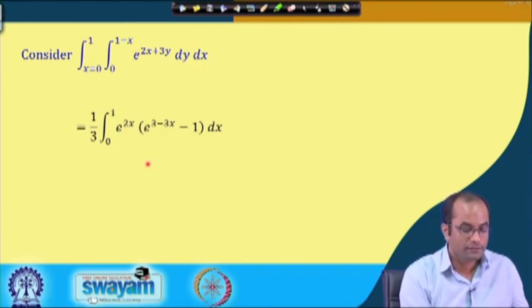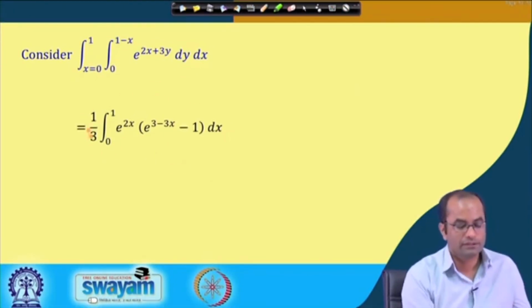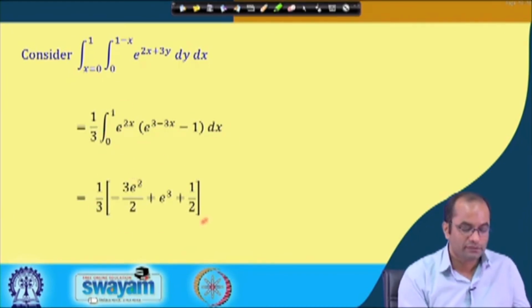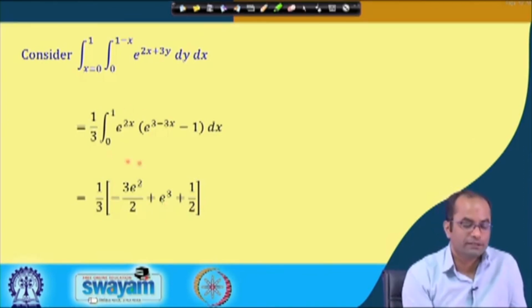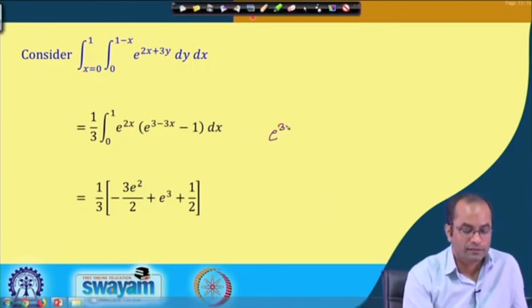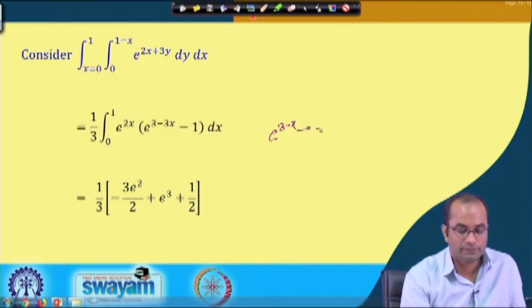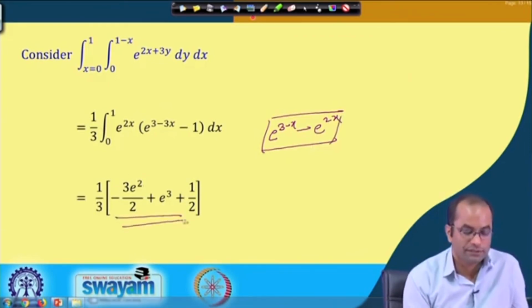So, this is the first integral, the inner one, and e power 2x is sitting there. Now we can integrate this as well, because it is a simple integral. We get 1 by 3, and then there will be minus e power 3 minus x, minus e power 2x by 2, plus e cube and plus half, when we integrate this simple integral. We multiply here by e power 2x, so we get e power 3 minus x, and then minus e power 2x, which we can integrate and put the limits 0 and 1, and we will get this number here.